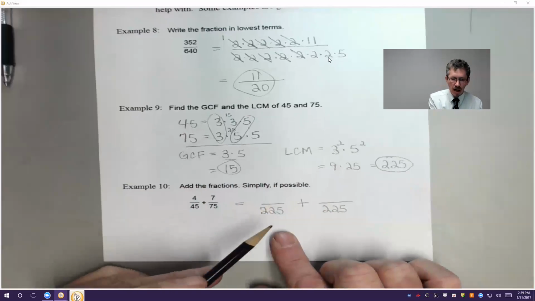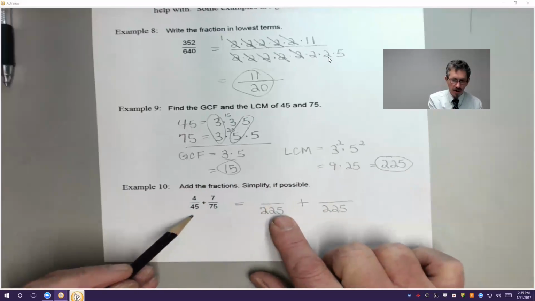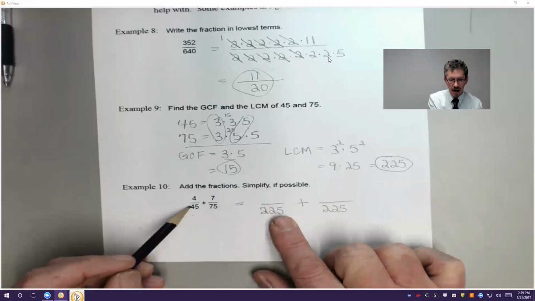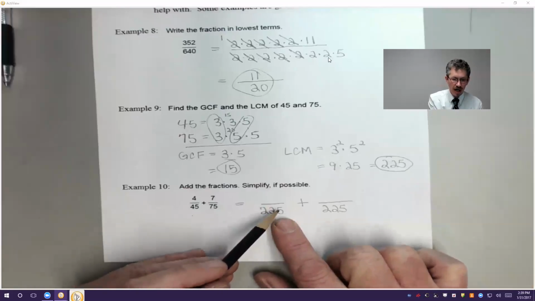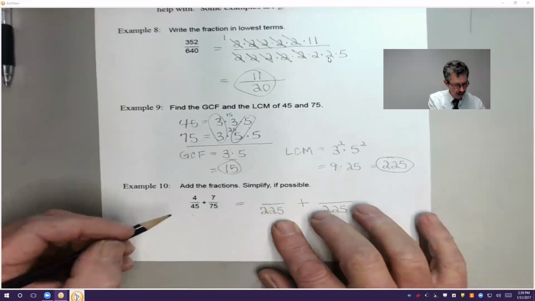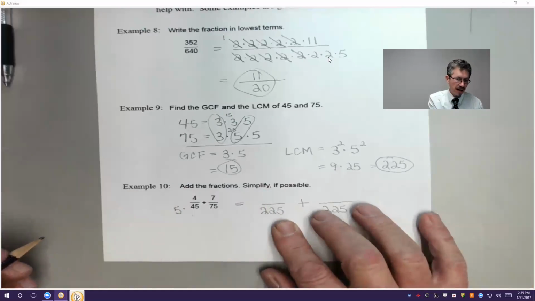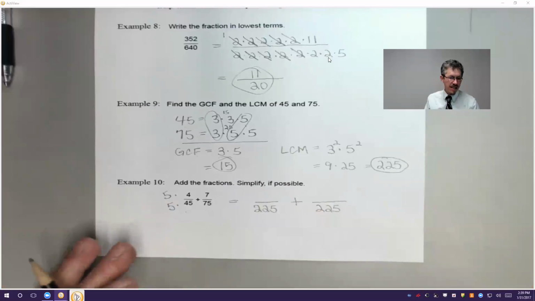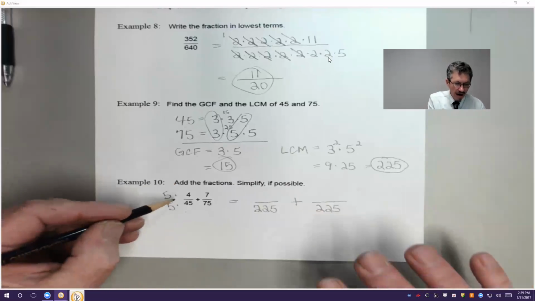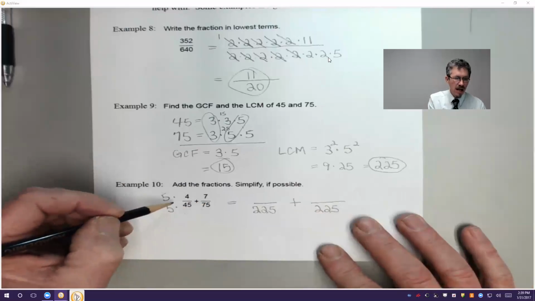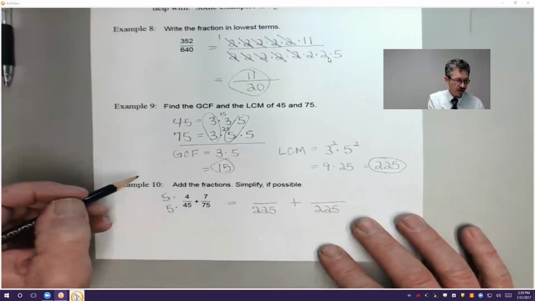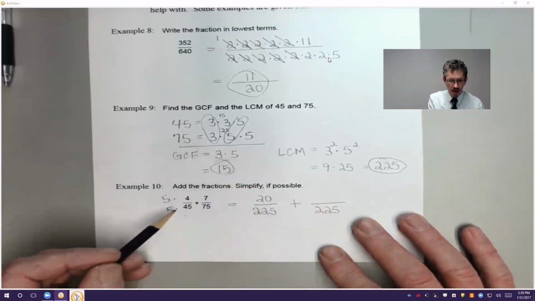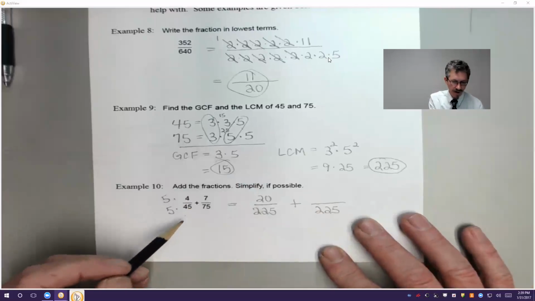Now I compare the denominator of my new fraction with the denominator of my original fraction and figure out what I need to multiply the original denominator by to end up with the new denominator. The easiest way to do that, divide 225 by 45, and we would get 5. So we need to multiply 45 times 5. We do the same thing to the top. Okay, this is called the identity property for multiplication. 5 over 5 is 1. Anytime you multiply any number times 1, you end up with the same number. Now in this case, 20 over 225 does look different, but it's the same number as 4 over 45.